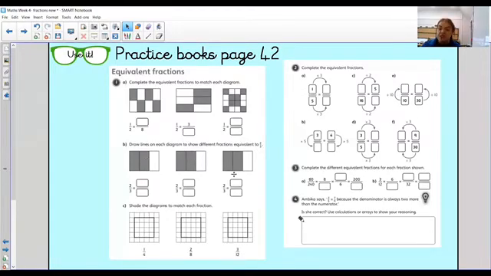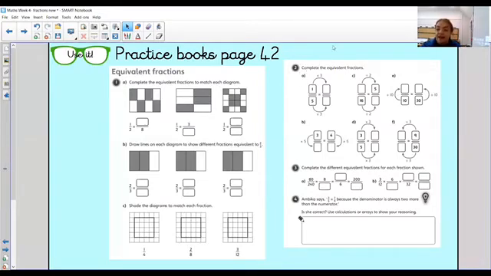So try and find 3 different ways that you could split them. But remember, your parts must be equal. Okay, so I can't just randomly draw some lines. You need to make sure that all the parts that you are splitting it into are equal, the same. Okay. Question C, you can shade the diagrams to match each fraction. So here they've given you the whole. Can you then split that into the different parts and shade the numerator? That's just checking your fraction knowledge there. But again, remember, your parts need to be equal.